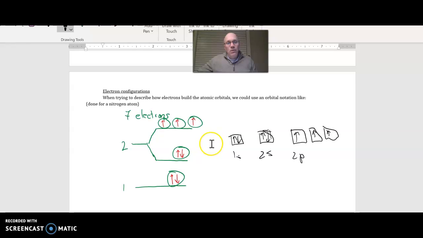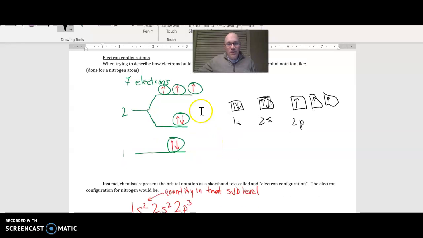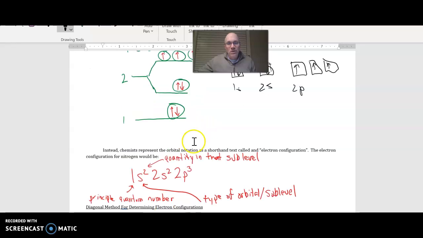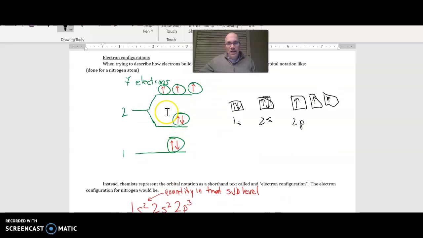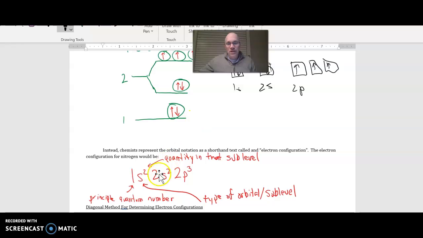All right, but recall that what is more common to do is that instead of describing things using orbital notations, we put them into what are called electron configurations. That's just a text way to describe this right here. So for example, if you had these electrons in these orbitals, its configuration would be 1s2, 2s2, 2p3.